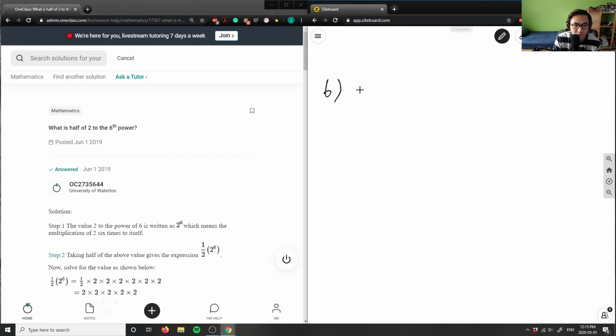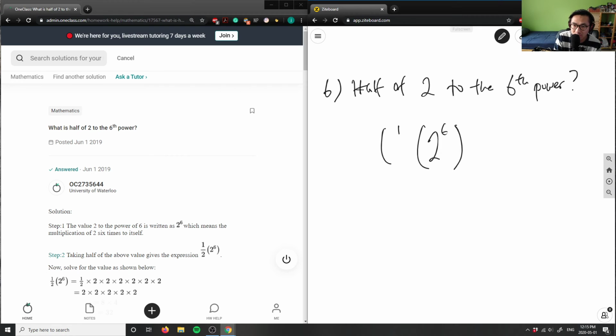What is half of 2 to the 6th power? So I want to say a half of 2 to the 6th power, right? So 2 to the 6th power is simply just 2 to the 6th. And I'm taking half of this number. So I'm going to basically do this exponent first, and I'm taking half of this number, multiplying by half, right?